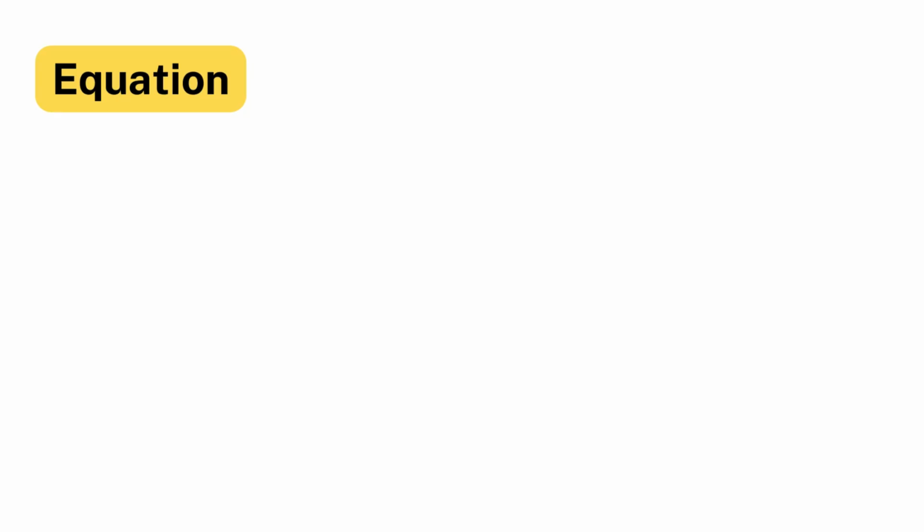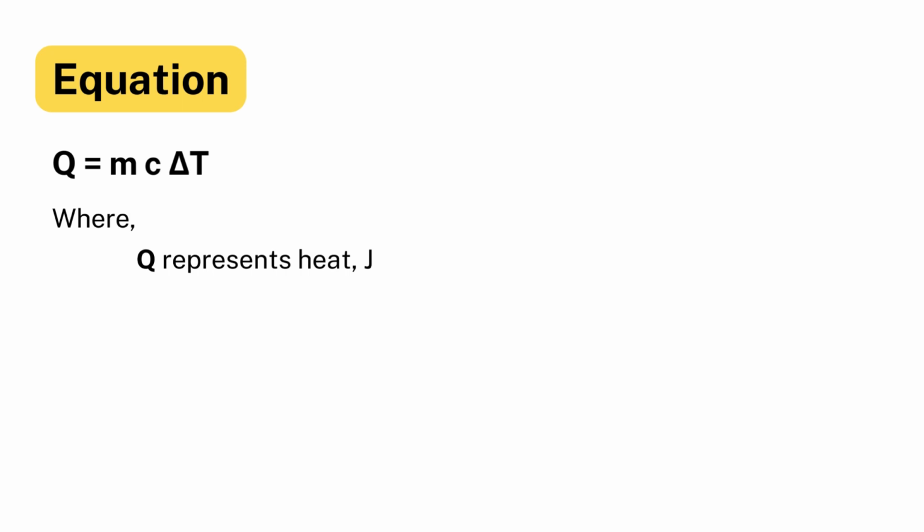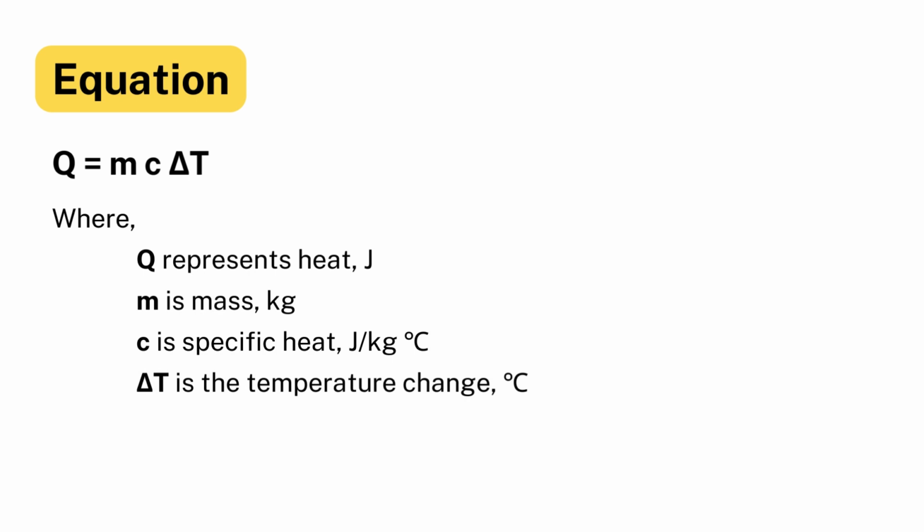Thermal energy equation is commonly expressed as Q is equal to mc delta T, where Q represents heat, m is mass, C is specific heat, and delta T is the temperature change. This equation helps calculate the amount of heat transferred in a system based on mass, specific heat, and temperature change. Let's solve some practice problems to apply and understand the thermal energy equation.